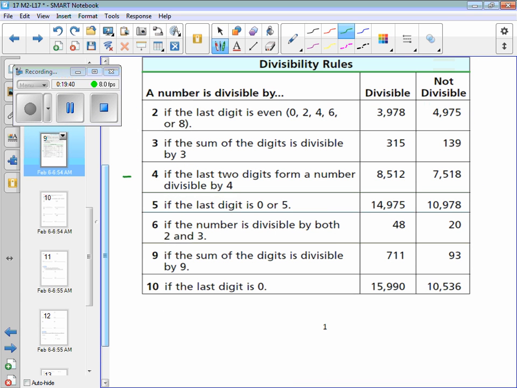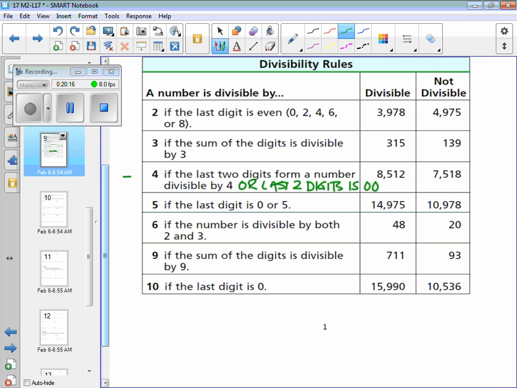Go to 4 for a minute. We did the last 2 digits. What's missing from the sheet, you have to add it, is if the last 2 digits end in 00, 4 will work. So last 2 digits form a number divisible by 4, or last 2 digits is 00. You have to squeeze it in there because there's not much room to write. That will also work, which is going to take care of 100, 200, 300, 400, 500, 600, 700, 800, 900.